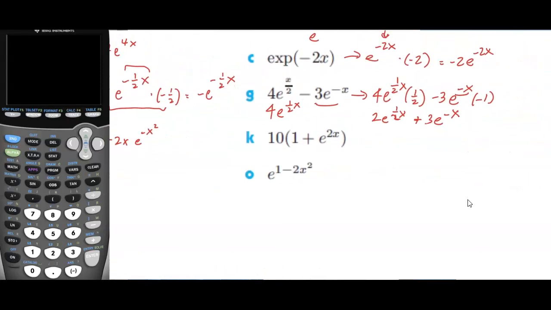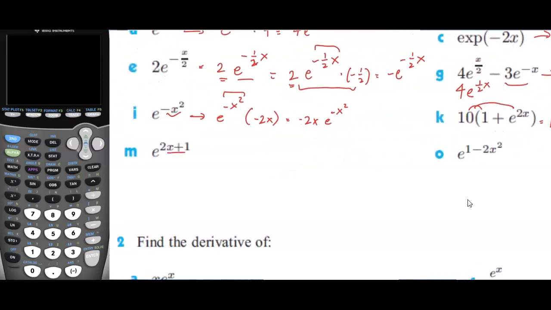Okay. So for this one here, I think it's a little bit easier if we distribute the 10 first. So we get 10 plus 10e to the 2x. The derivative of 10 is 0. The derivative of 10e to the 2x would be 10e to the 2x, and then we multiply it times the chain rule of the inside function 2x, which is 2. So it's equal to 20e to the 2x.